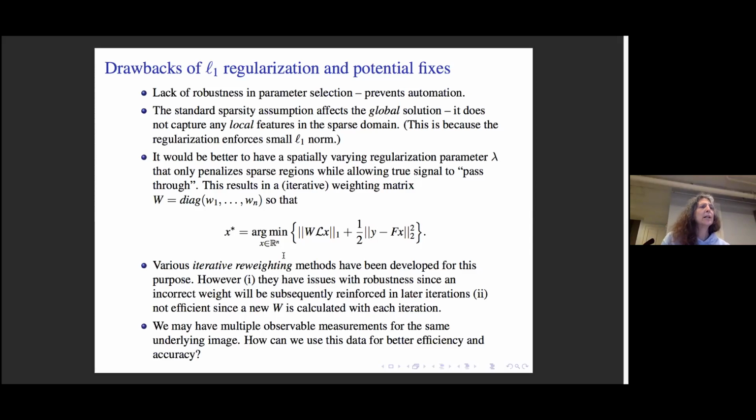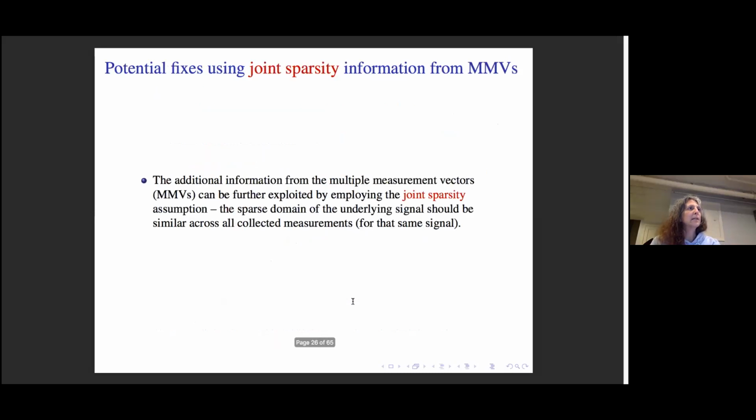So we thought, well, what's a better way to do this? And we thought it's actually better to pre-process to find this matrix W. The way you could take advantage of that is from multiple measurements, because that should tell you the support in the sparse domain, or more specifically, where you don't want to penalize the regularization term. So that's where we were thinking about this.